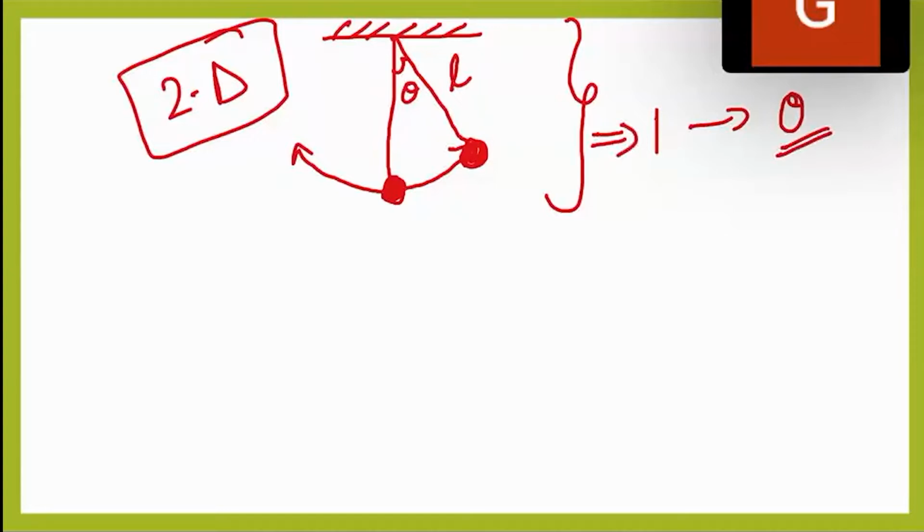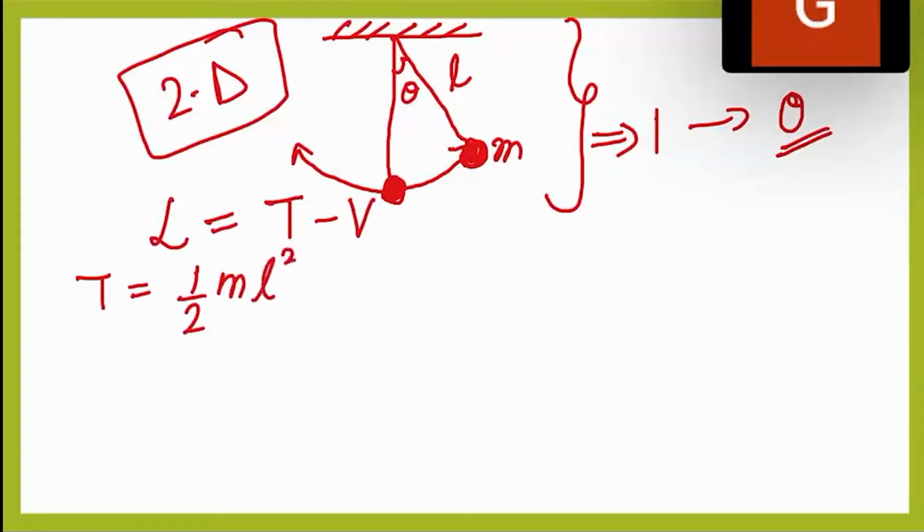That is one. Now the second step is to write down L equals T minus V. So what is the kinetic energy of this system? It is simple. If m is the mass of the bob, then it is half m L squared theta dot squared. This will be the kinetic energy.